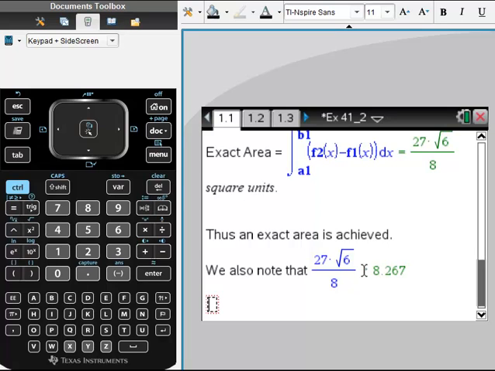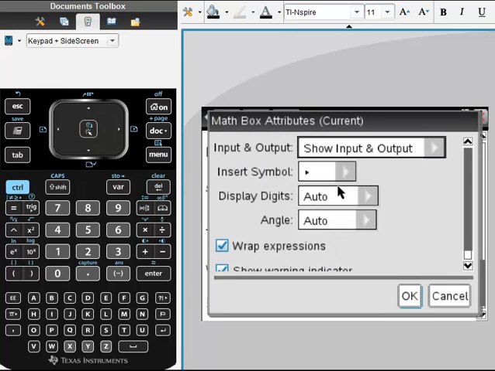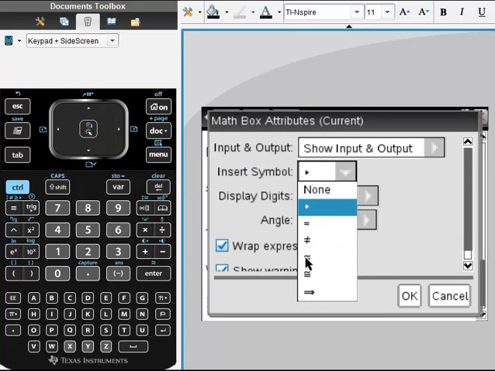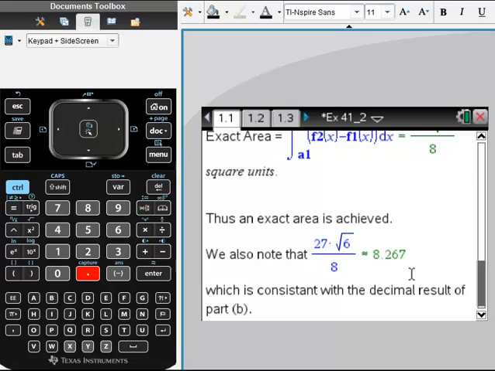Oh, good. All right. You know what? That's the same as our part B answer. This is just what we wanted to see. Let's just fix up this box a little bit with that little symbol there being an approximately equals to. There we are. And then we can finish the sentence here, which is consistent with the decimal result of part B. Okay, very nice. Good job.